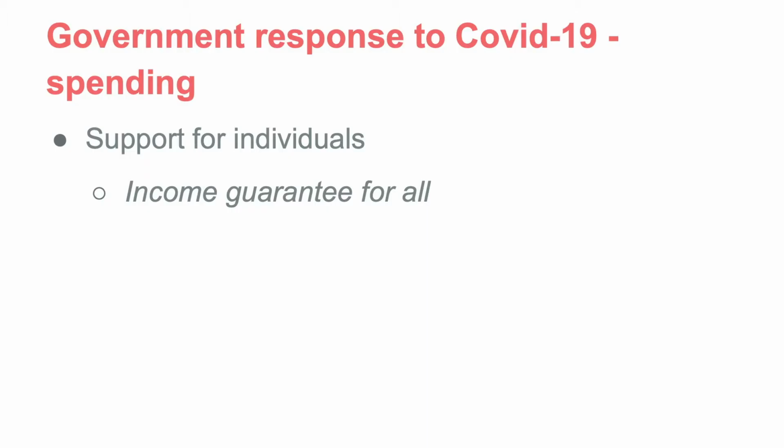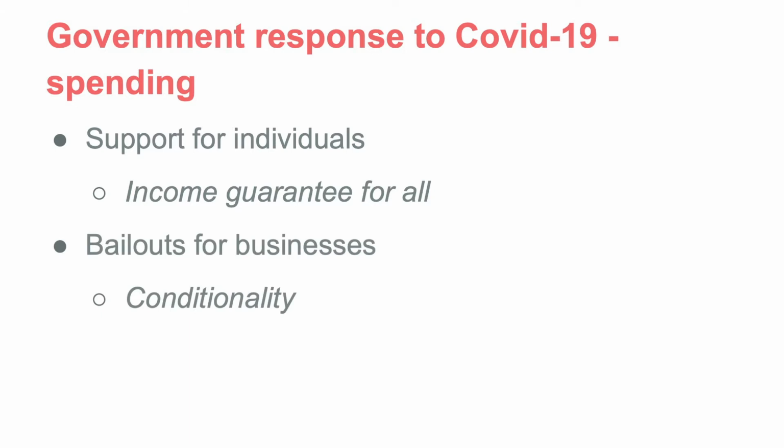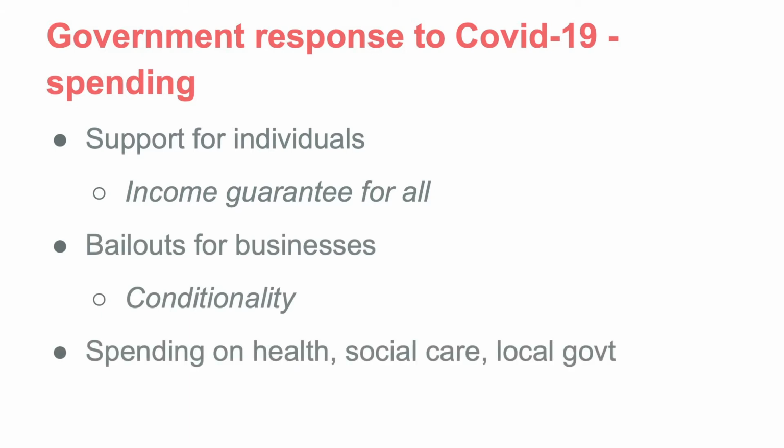So that would be an income for anyone who actually needs it, not just people who are on social security. That could be automatically paid to everyone, a bit like a universal basic income, that idea of unconditional income for all. They're also spending it on bailouts for businesses and spending on health and social care and local government.